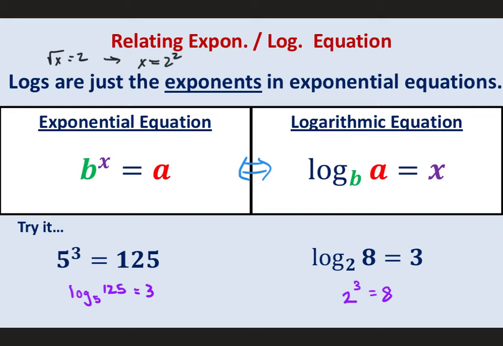So this first piece here is really just wanting to be able to go back and forth. The key is the base stays the same. So the base of the exponential is the base of the log. And then the exponent of the exponential becomes the answer of the log. And the answer of the exponential becomes the input of the log. Or going the other way, the base of the log becomes the base of the exponential. The answer of the log becomes the exponent of the exponential. And the input becomes the answer of the exponential.